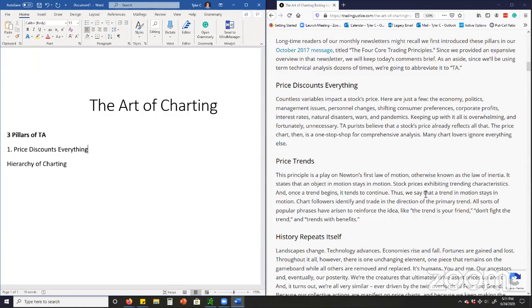And so I'm not going to miss anything, in other words. I'm not really going to miss much because I'm viewing everything through the lens of price, okay? So price discounts everything. That's why we think it's so powerful to follow.